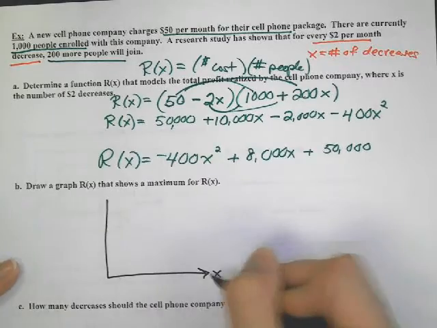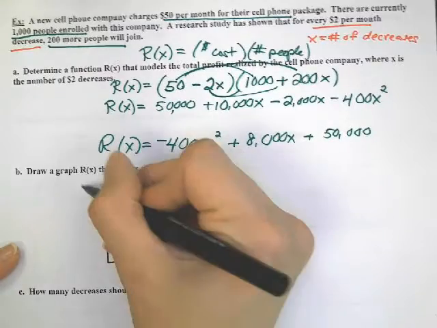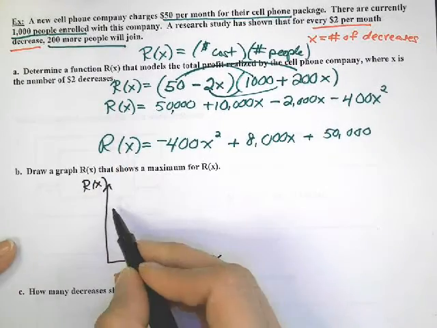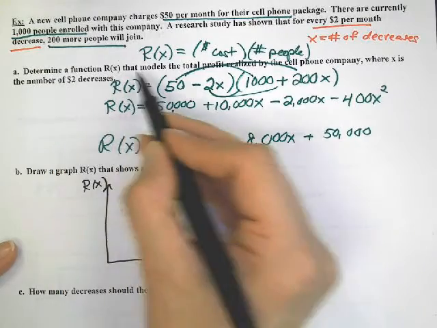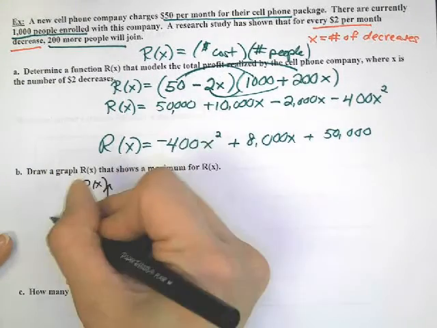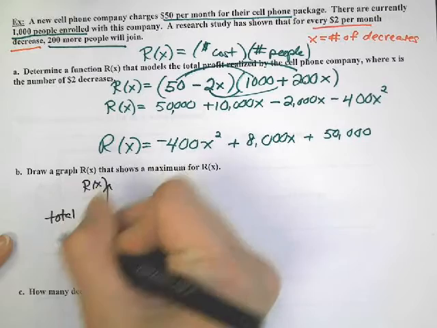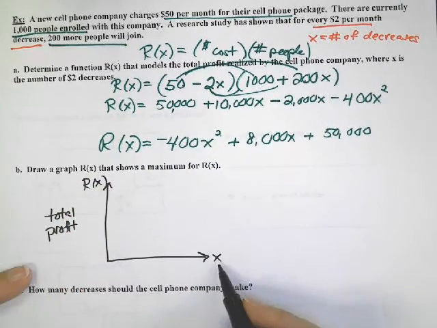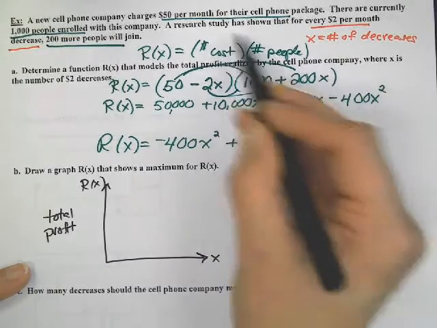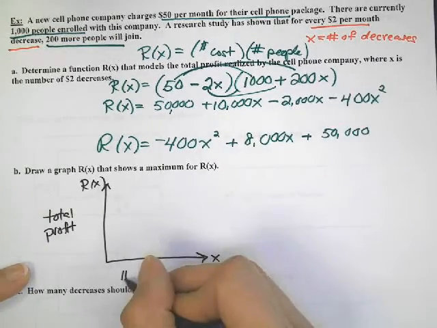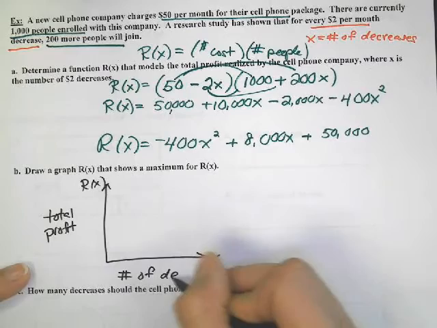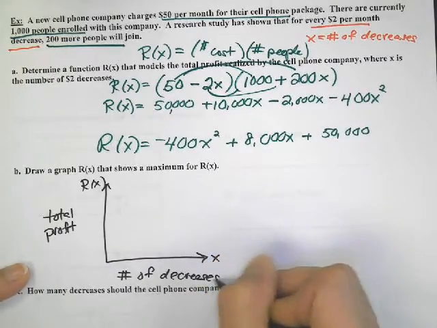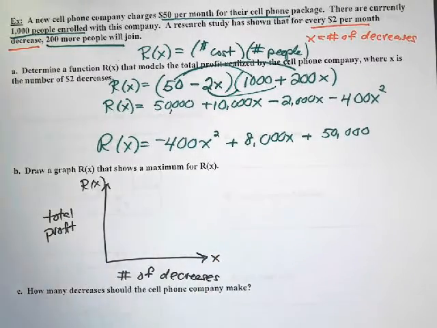Quadrant 1, x-axis. This is R of x-axis. Let's see, R of x, they told me right here, models the total profit realized. Okay, so this is total profit. And X, I wrote that down right away when I realized X was going to be number of decreases. Okay, how about a y-intercept?